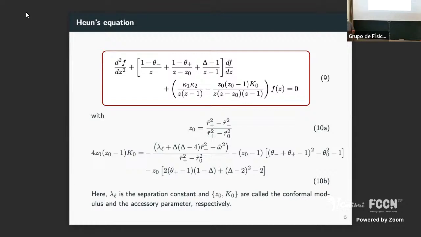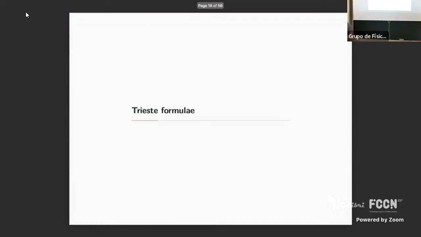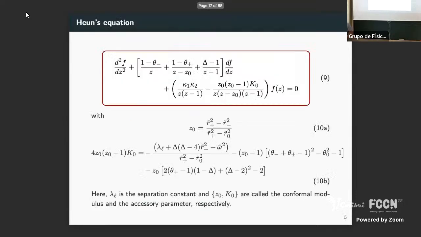So this is the equation that we want to solve. As I said, it has four regular singular points. So in which region to solve? We will study the scattering problem between the horizon, the other horizon, and infinity. So infinity is at infinity, and Z equals 1. Z equals zero. Yes, yes. And the other is at Z naught.